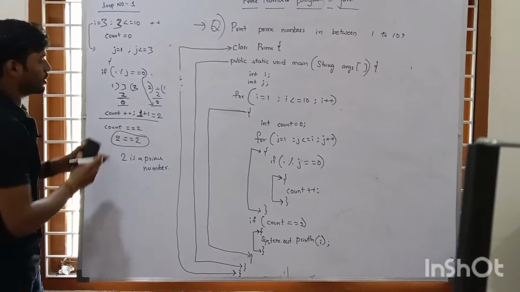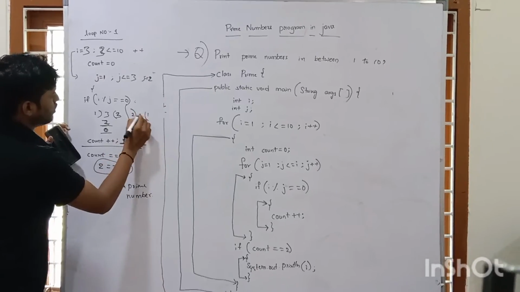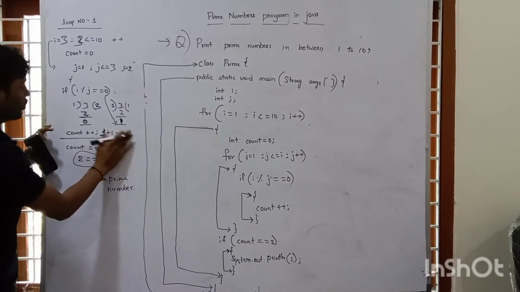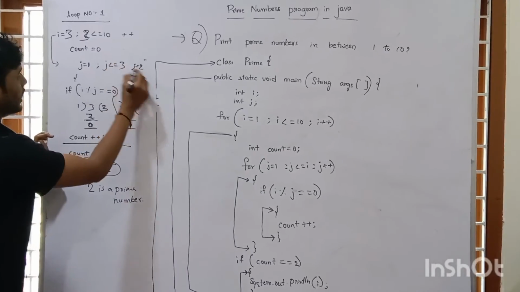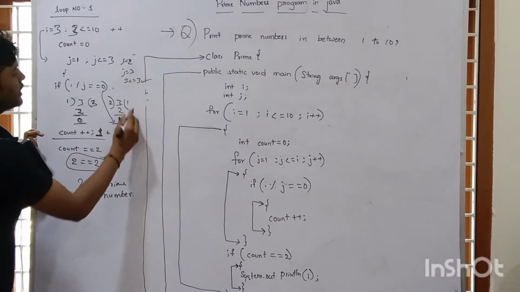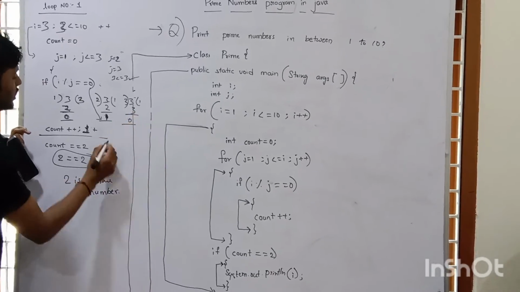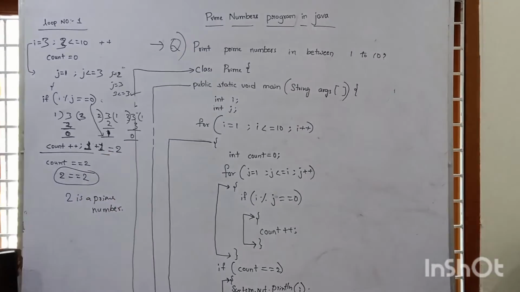So remainder should be 0, and again j will be following the 2. 2 ones are 2, the remainder should be 1. The count will be only here the 0 was satisfied. Count is 1, and again j will become 3, and 3 is less than or equal to 3. Condition is satisfied. Then 3 ones are 3. The remainder is 0. Count will be increased again by 1. So 1 plus 1 is 2.